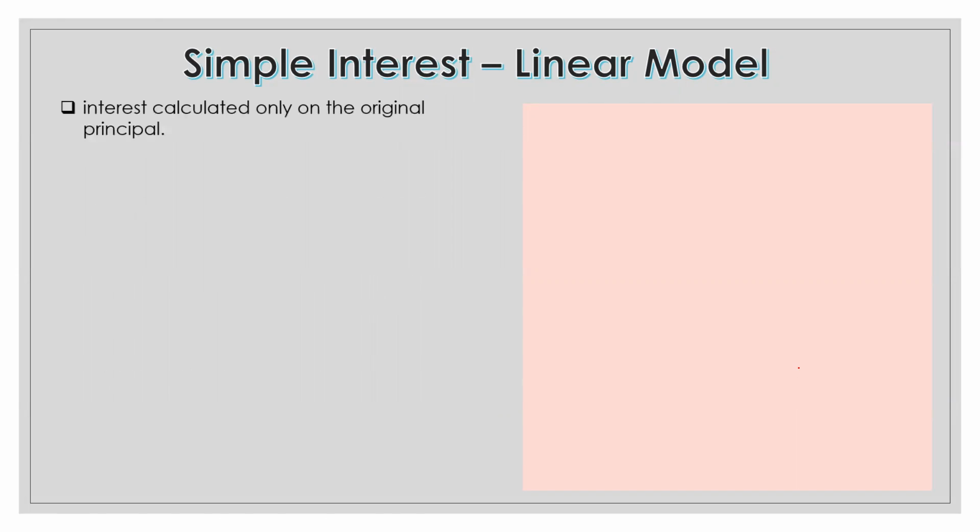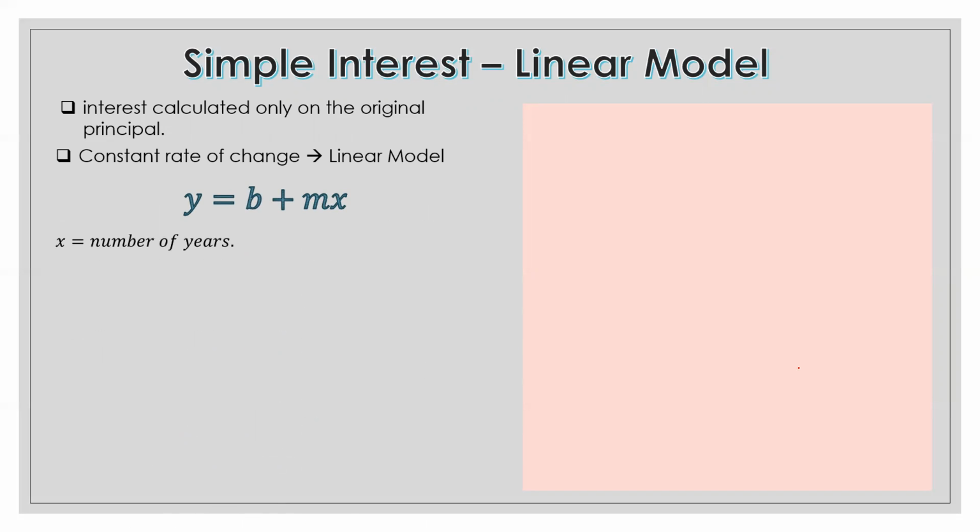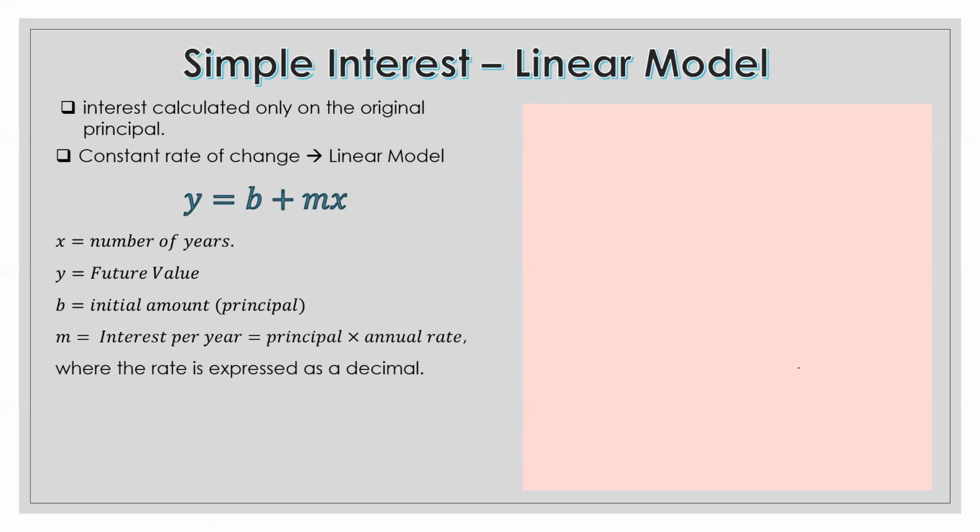All right, so simple interest is when interest is calculated on the original principal. And because it is a constant rate of change, we have a linear model, and that is y equals b plus mx, where x is the number of years, y is the future value, b is the initial amount or the principal, and m is the interest per year, how much you get per year, that $8.